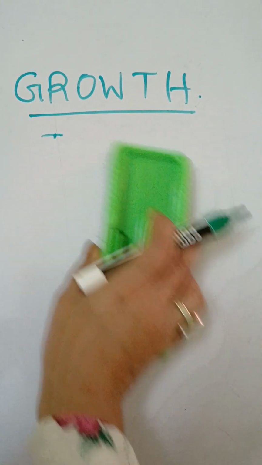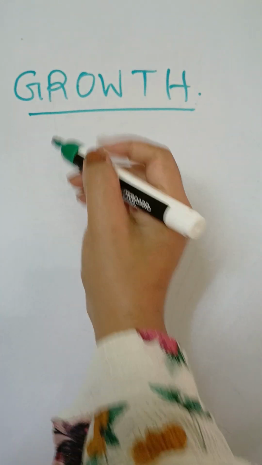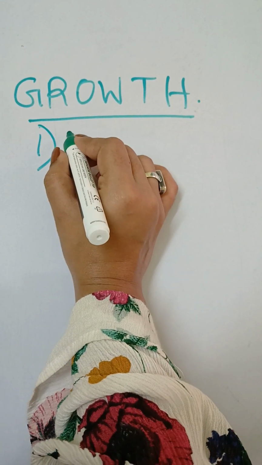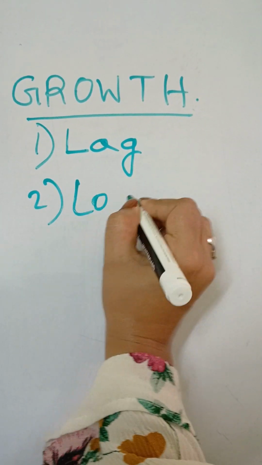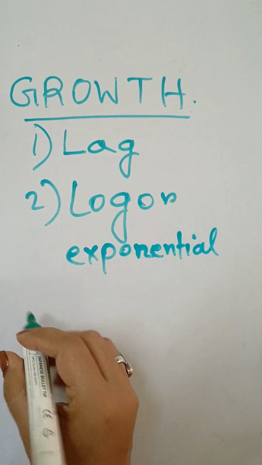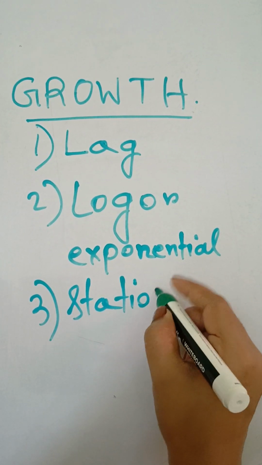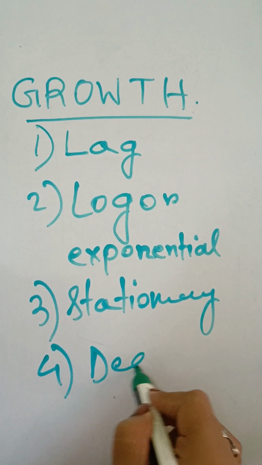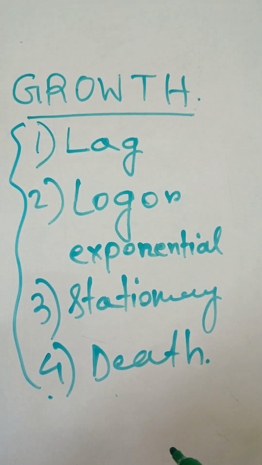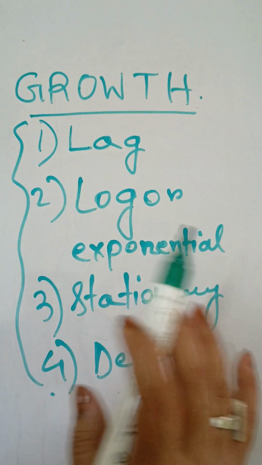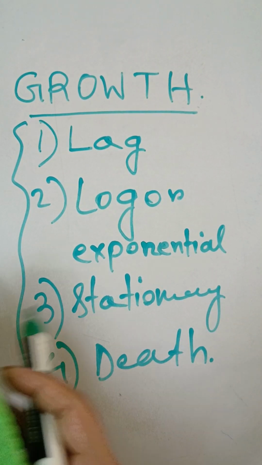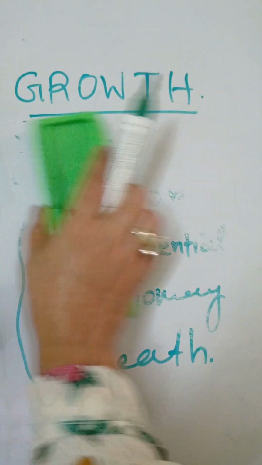Now, there are various steps in the growth. The first one is, in total 4 steps: lag phase, log phase, also known as exponential phase, stationary phase, and death, where the cells stop their growth. These 4 are very important steps. There are no other steps or any kind of modification right now. These 4 are conventional steps in the growth of any bacteria which is growing in batch culture.